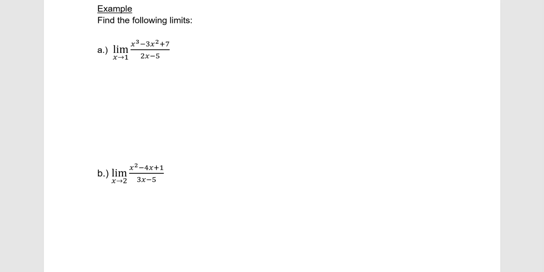So for example, let's find the limit of the quotient x cubed minus 3x squared plus 7 divided by 2x minus 5 as x approaches 1. So based on this rule, based on this law here, we're going to do the limit of the numerator, and then we're going to do the limit of the denominator separately, and we're going to divide the results, and then that will be our answer.